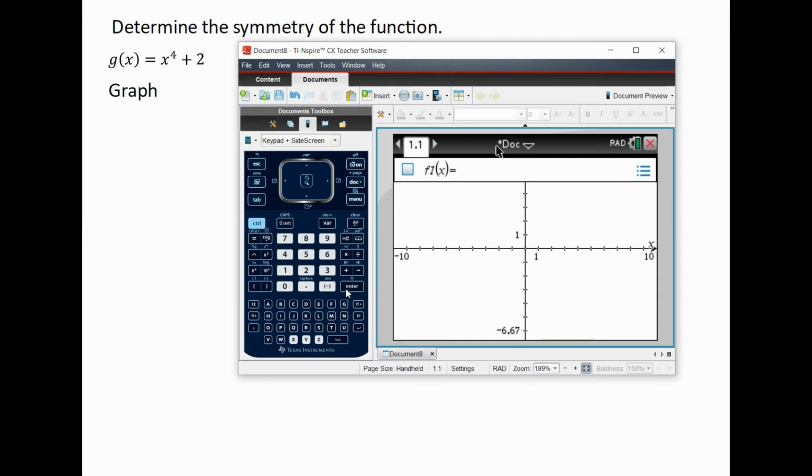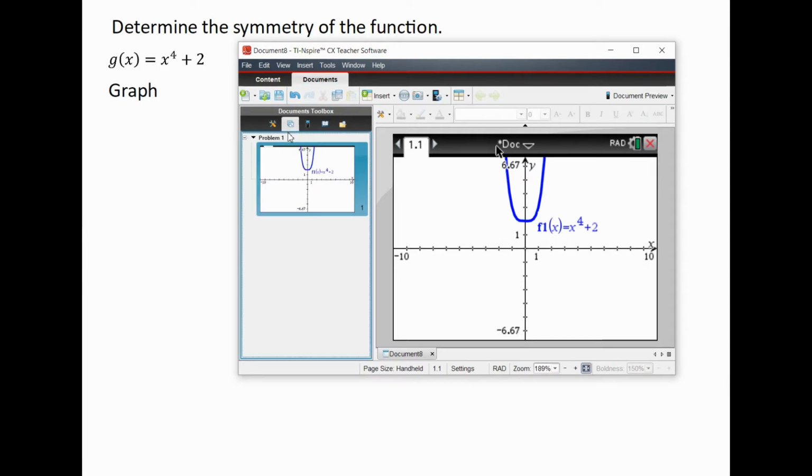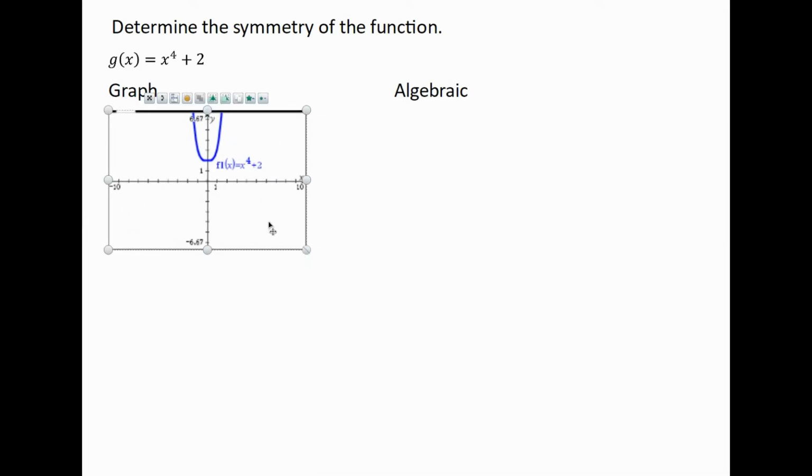All right, and so we go x to the fourth. This is what I'm talking about. Notice how this is highlighted in red. So follow those keystrokes and then plus 2. Enter, and there is our graph. And what we're going to do is determine if this is even or odd. Well, for my graph, this is my y-axis. It looks like it gets folded over, so we're going to say maybe this is even.